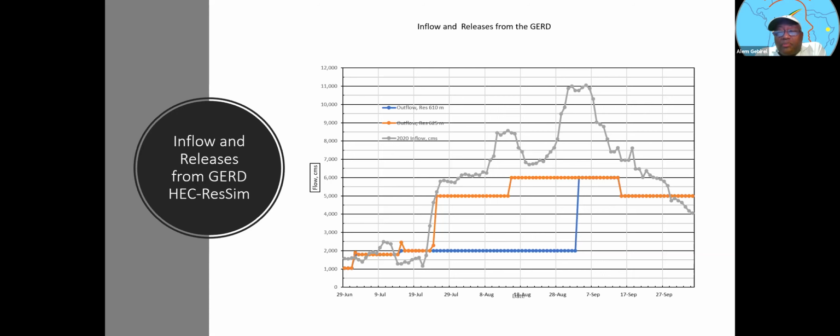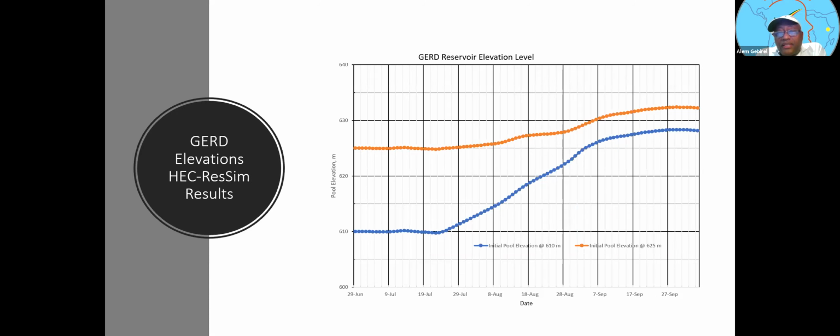Let's go to the next slide, please. This is the result in terms of level of reservoir. The blue line, like I said, starts at 610. You have inflow coming in, your outflow stays. The difference between is stored. And the orange line, the reservoir starts 625, then inflow minus outflow minus losses.